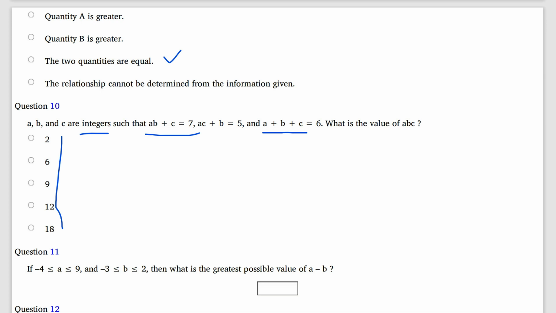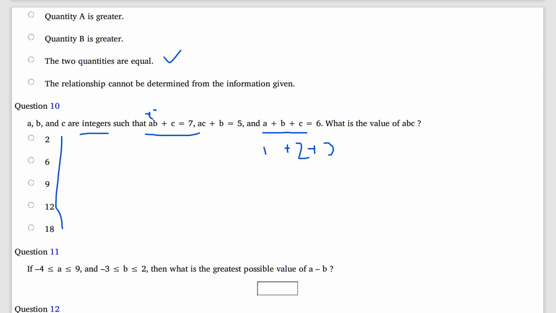What about just the numbers 1, 2, and 3 though? If it's 1, 2, and 3, that does add up to 6. This is probably not the best way of doing it, but I just honestly can't think of any other way. And then that does equal 5, right? Because 1 times 3 plus 2 is 5. And then 1 times 2 plus 3 is not 7.